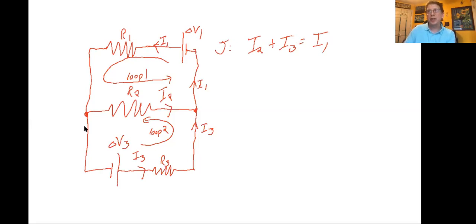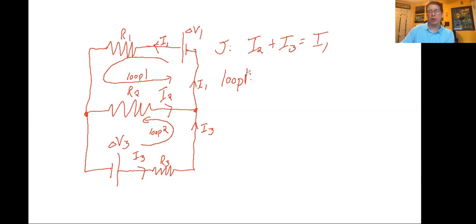And in general, if you have n junctions, speaking algebraically, then you'll have n minus 1 equations for the junction rule. So if you have two junctions, you'll get one junction rule equation out of that. And so now you have two loops. And so loop 1, and again, the basic rule says that the sum of the voltage rises and the voltage drops equals 0.